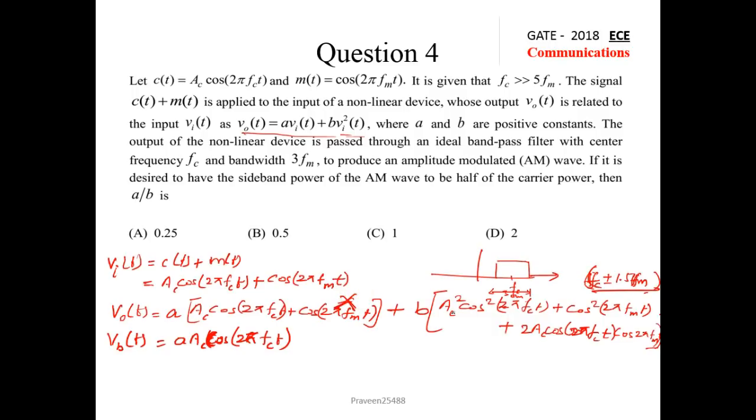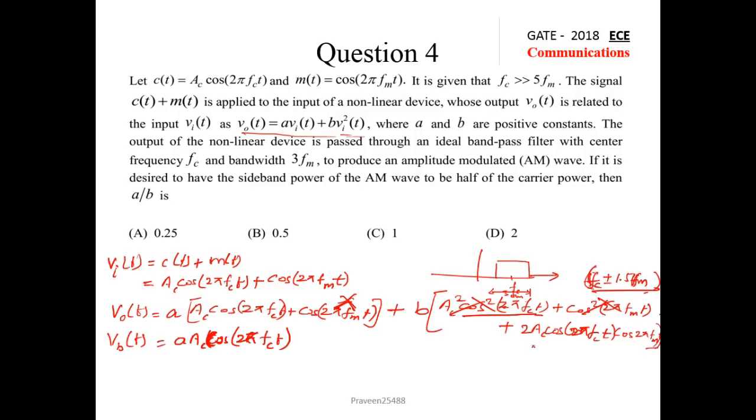Another term would be AC square cos square 2 pi Fct. So this cos square 2 pi Fct we can write, as we know cos square theta is equal to (1 plus cos 2 theta) by 2. So that term would be cos 4 pi Fct, which would be out of band. So this will also not pass through this band pass filter. Fc is not in this term, so it will also not pass.